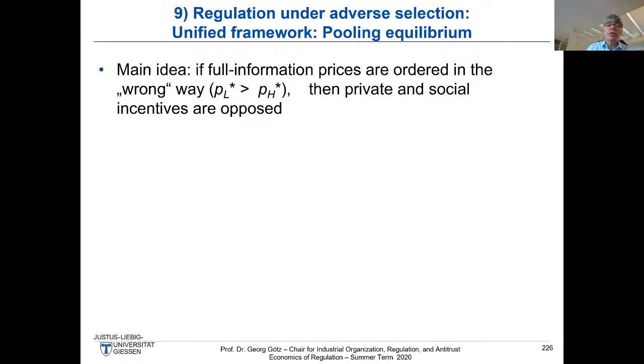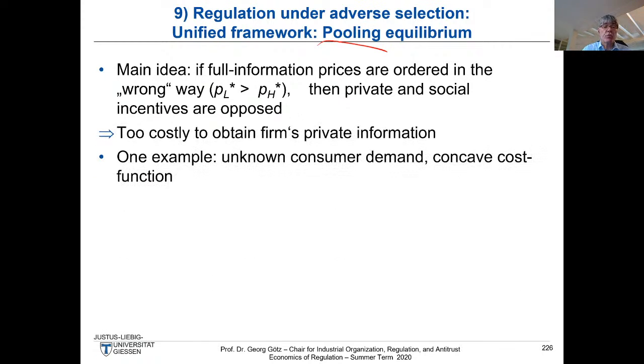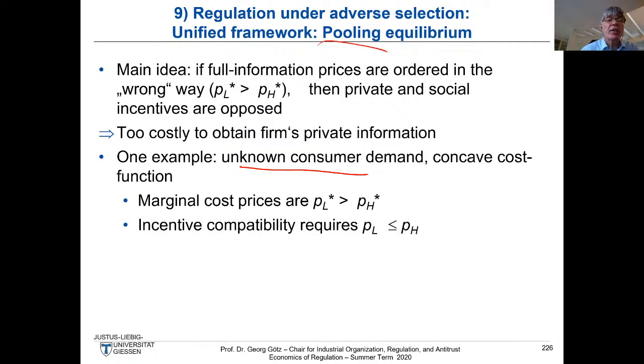The point is, we get then a pooling equilibrium. If the full information prices are ordered in the wrong way, if the low type price is higher than the high type price, then private and social incentives are opposed, and it's too costly to obtain the firm's private information. We just look into the first case, and the second case will be, well, I don't even remember, I don't know whether we have a second case. Okay, we will see.